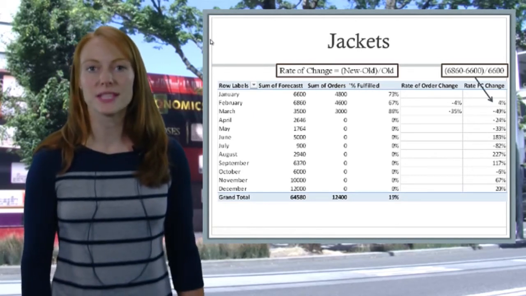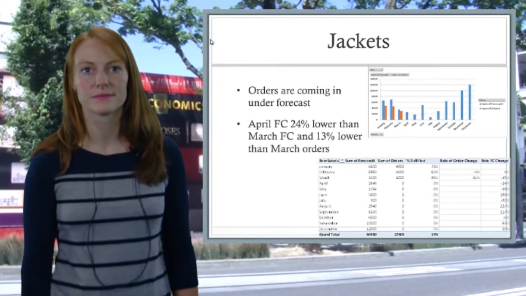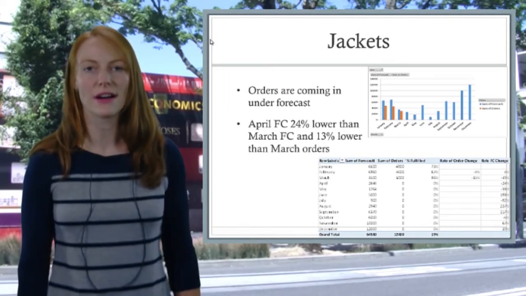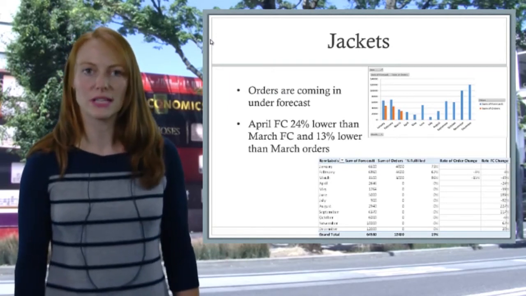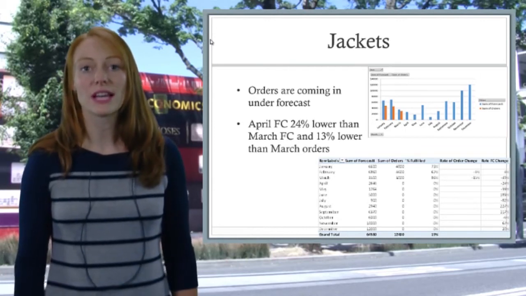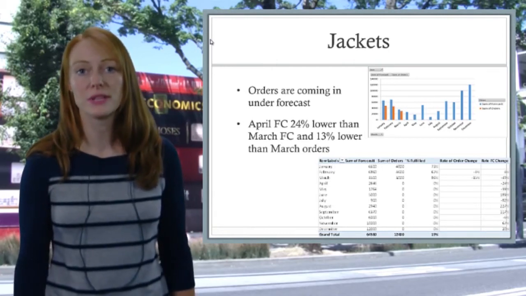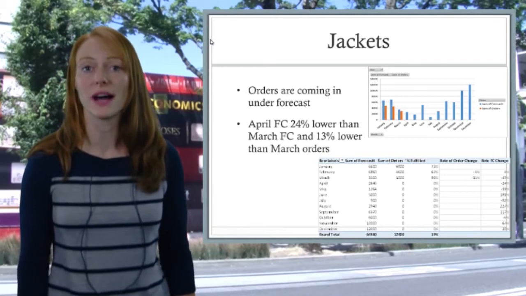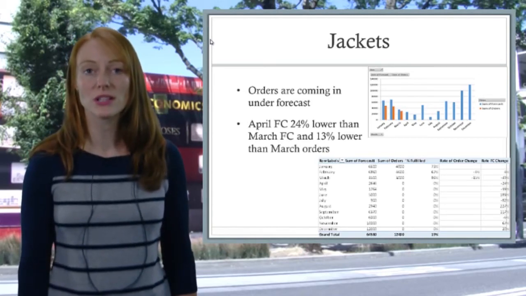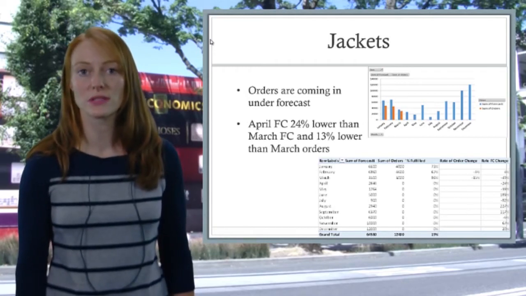So a couple different data points that we can now bring into future conversations. So let's recap all of this information that we've looked at so far. At a really high level, it's very easy to see that our orders are coming in under forecast. When we look at our April forecast, which is the next month of forecast we have in Q2 that we probably want to be reevaluating, we can see that our forecast is 24% lower than our March forecast, and it's also 13% lower than our March orders.